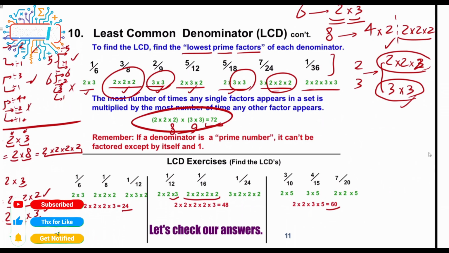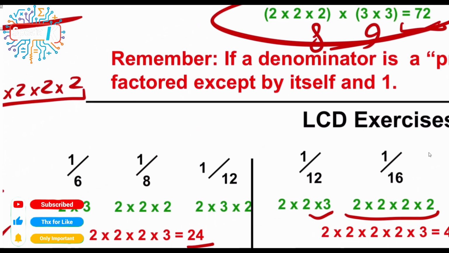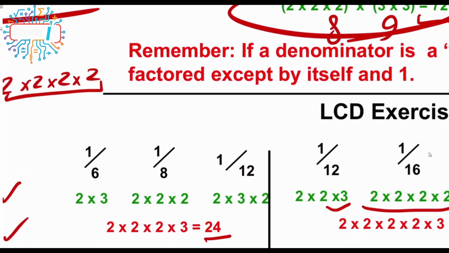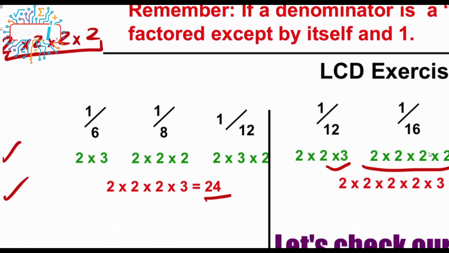That is your least common denominator. Let's see some examples. 1 over 6, 1 over 8, 1 over 12. Some kind of divided into smaller chunks. 6 is 2 times 3. 8 is 2 times 2 times 2. 12 is 2 times 3 times 2.